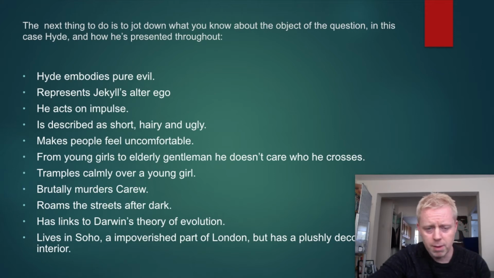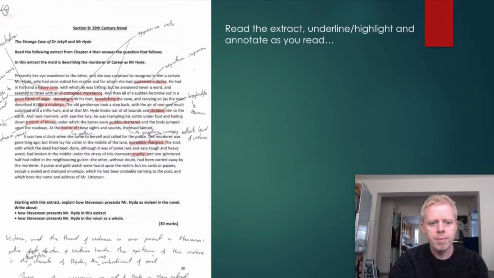Okay, so I've just jotted down some ideas about this question, about Mr. Hyde himself. So he embodies pure evil. He represents Jekyll's alter ego. He acts on impulse. Is described as short, hairy, and ugly. Makes people feel uncomfortable. From young girls to elderly gentlemen, he doesn't care who he crosses. Tramples calmly over a young girl. Brutally murders Carew. Roams the streets after dark, has links to Darwin's theory of evolution, lives in Soho, an impoverished part of London, but has a plushly decorated interior. Links to the theme of duality, I could add in there.